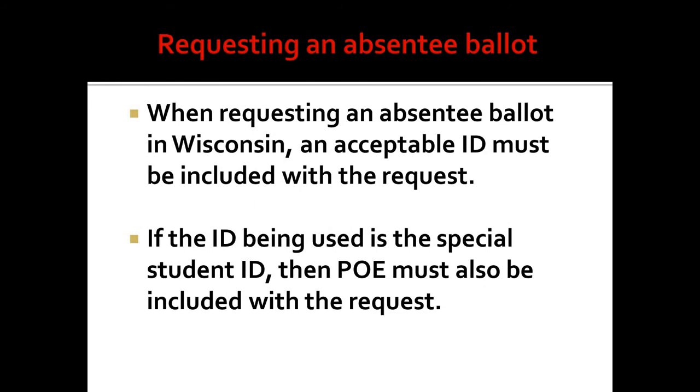When requesting an absentee ballot in Wisconsin, an acceptable ID must be included with the request. If the ID being used is the special student ID, then proof of enrollment must also be included with the request.